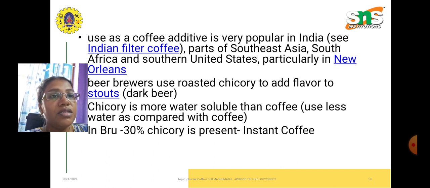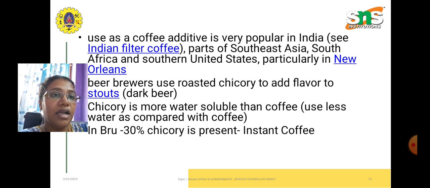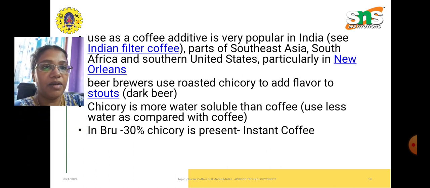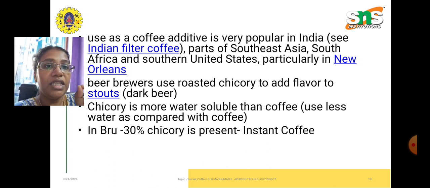And beer brewers use roasted chicory to add some flavor in dark beer, and chicory is more water soluble than coffee, so we use less water as compared with coffee. In the brew, only 30% of chicory is present. So that is one form of instant coffee.